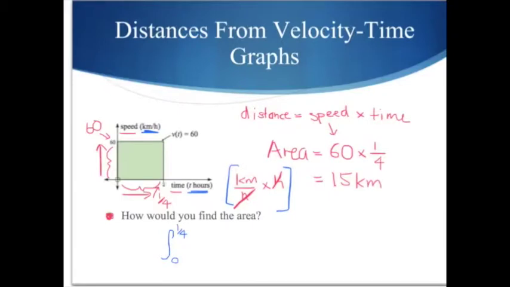F of x. Would it be f of t? Well, I'm just thinking from the formula. Oh, it's written on the graph. It'd be the 60. So it'll be 60, and then it'd be dx. Well, is it dx or is it d something else in regards to dt? And it's equal to 15.